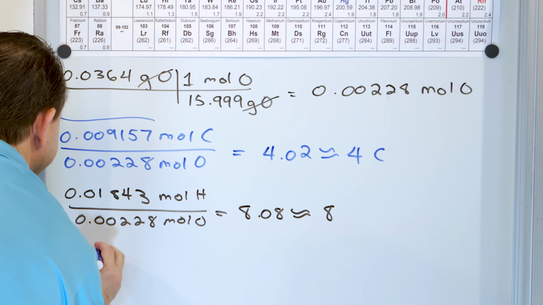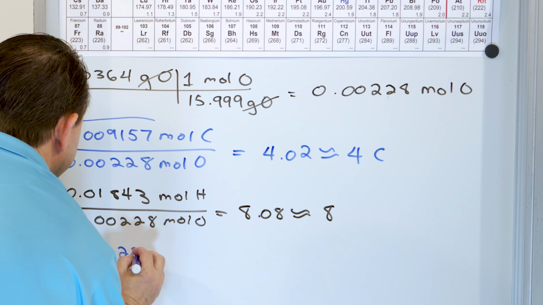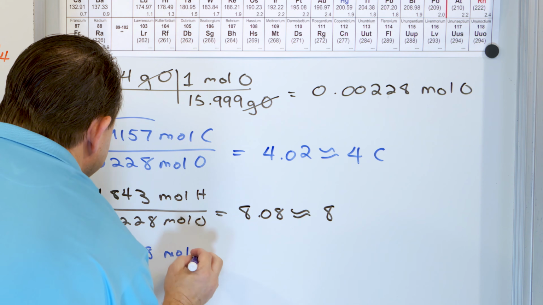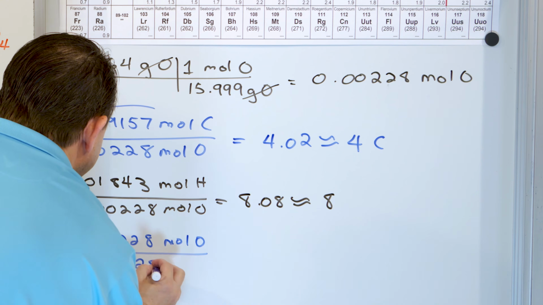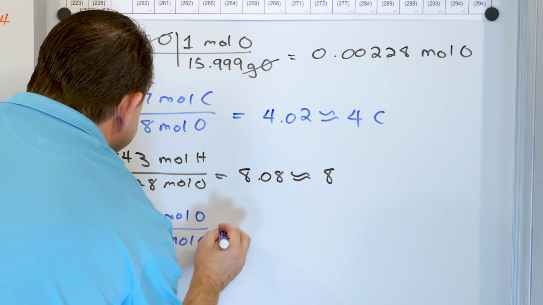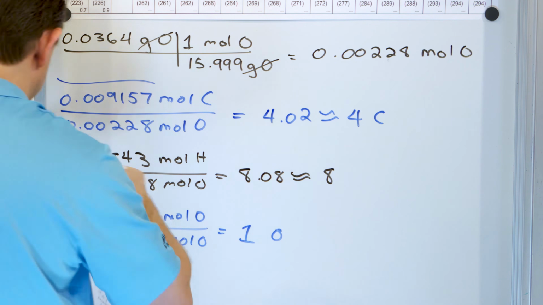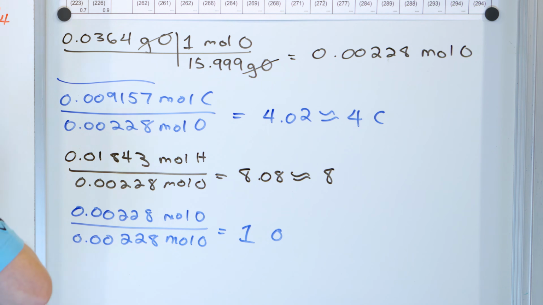So just for completeness, 0.00228 moles of oxygen, we're going to divide by itself, 0.00228 moles of oxygen, and you get 1, and that's for the oxygen. All right, finally, drum roll please.